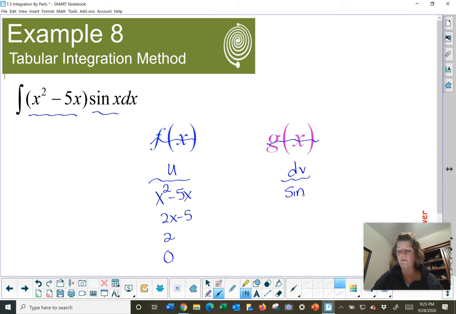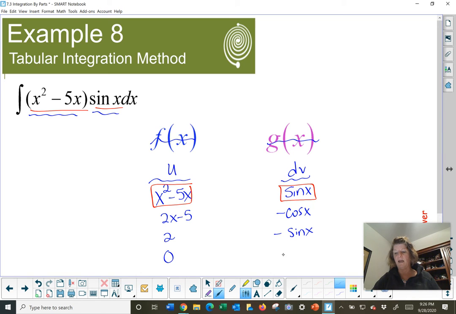Now I need to go over on the right-hand side and find the integrals. Write down your first function. So we always have that starter value that comes directly from your integral. Now we've got to integrate. The integral of sine is negative cosine x. The integral of negative cosine is negative sine x. The integral of negative sine is positive cosine x. And I do it until I am equal with the 0. So I need to do it as many times as I end up taking derivatives. That's how many times I've got to take integrals.